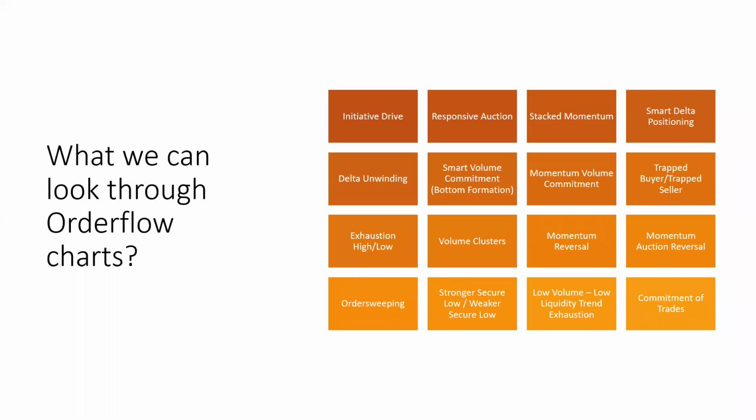And then how to spot a strong secure low or how to spot a weaker secure low. Importance of a stronger secure low. A stronger secure low is, again, one form of an intraday bottoming out approach. And low volume, low liquidity trend exhaustion. How a trend will exhaust, when an up-moving trend, how it will exhaust, or a down-moving trend, how it will show some sort of exhaustion. And of course, commitment of traders. So these are continuous things, and order flow traders have to keep updating themselves.